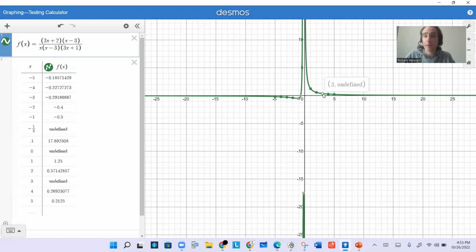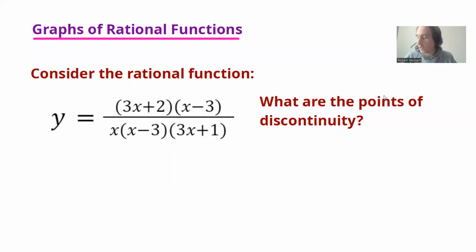So all three of those points, whether the graph's avoiding it at all or whether there's just a big hole in the graph, are considered points of discontinuity. So we're going to say the points of discontinuity are the same as your restrictions.